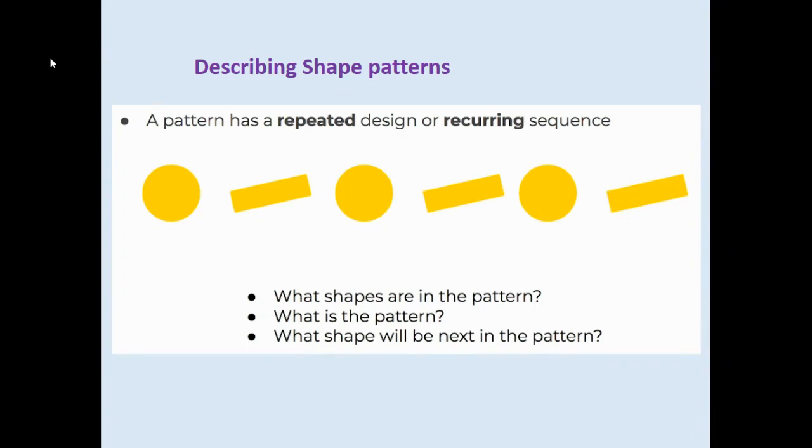Now, how this helps me is to say the pattern out loud. So I'm going to say it out loud, so then I'll know what the next shape in the pattern will be. So circle, rectangle, circle, rectangle, circle, rectangle, circle. So my next shape will be circle.